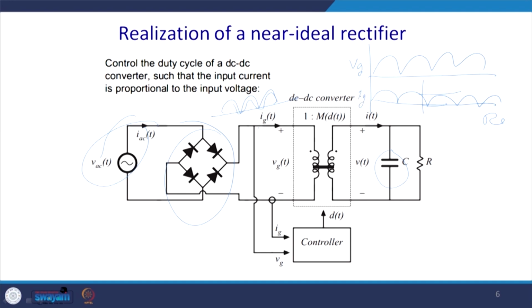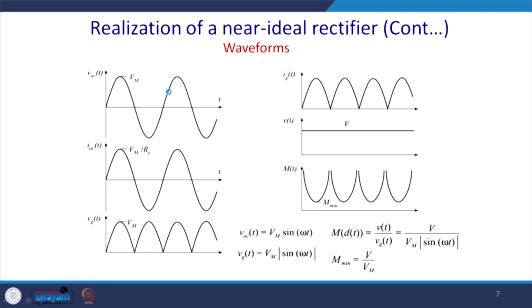So, this DC to DC converter will force Ig to follow the envelope of Vg, and thus here you do not have any problem in power quality. So, these are a few waveforms.